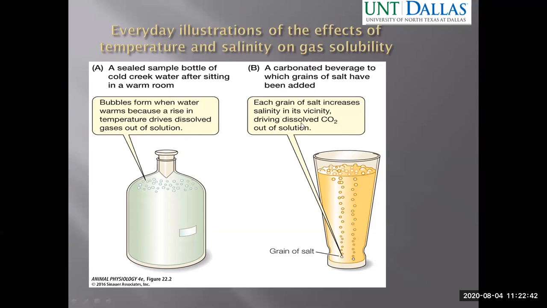And in case of figure B, let me explain how it happens. Each grain of salt increases the salinity in its vicinity, driving the dissolved carbon dioxide out of the solution. So let's explain how that happens. Solubilities of gases in aqueous solution decrease with increasing salinity. So that means when we add these grains of salt, it increases the salinity, driving the dissolved carbon dioxide out of solution.